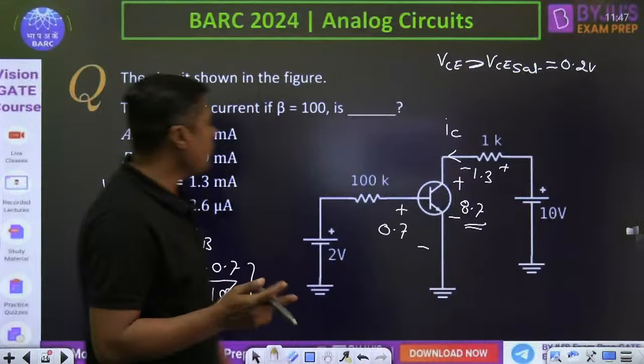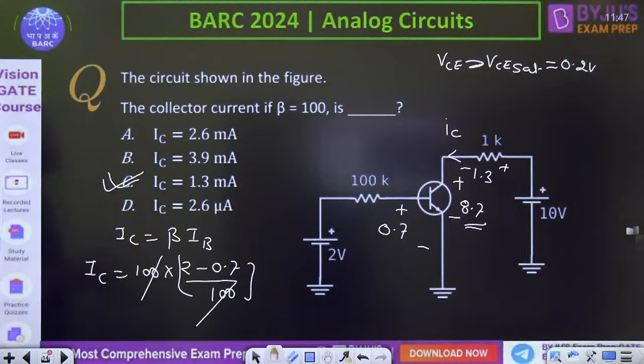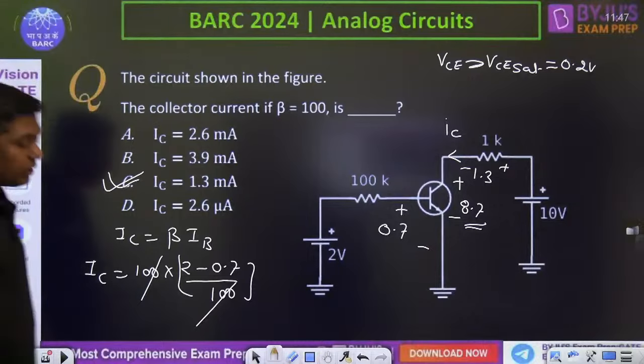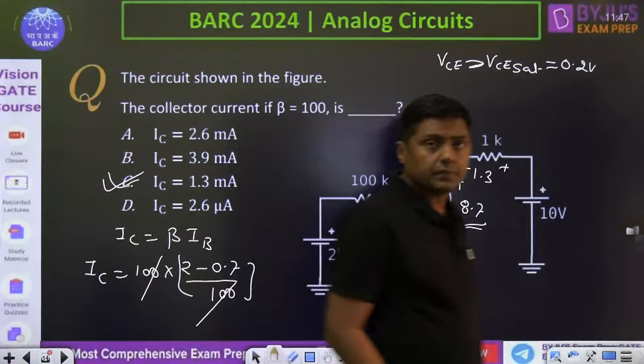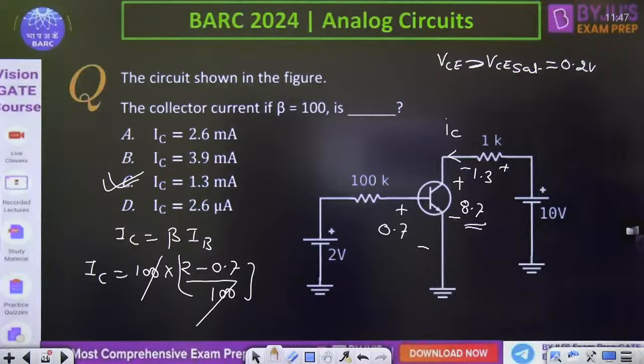So what is the answer for this question? 1.3 milliampere, directly you can put. So within 20 seconds you can solve this. So this type of questions we may expect in BARC 2024. I think now it is also clear. That is the question.